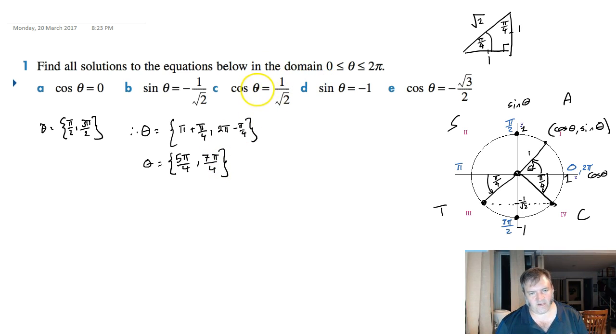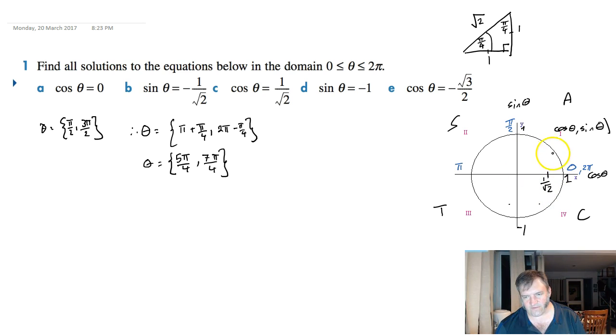The next one's going to be the same, cosine theta equals 1 over root 2. The only difference is we've got to clean this up and give ourselves something we can see again. So cosine theta, remember cosine is the x-coordinate, 1 on root 2. It's about 0.707, so there's 1 over root 2.